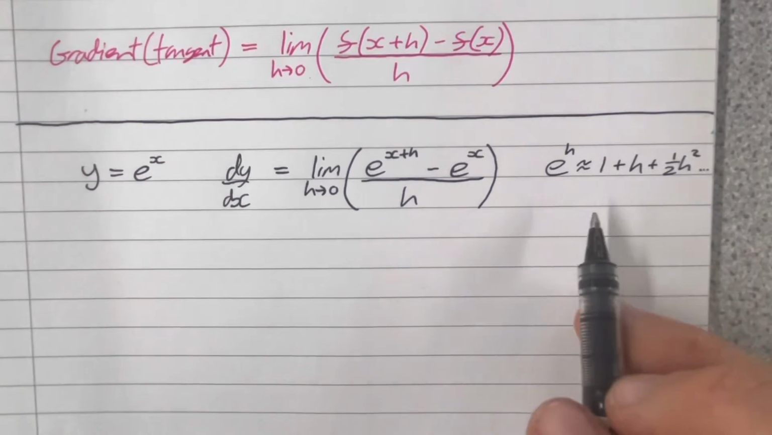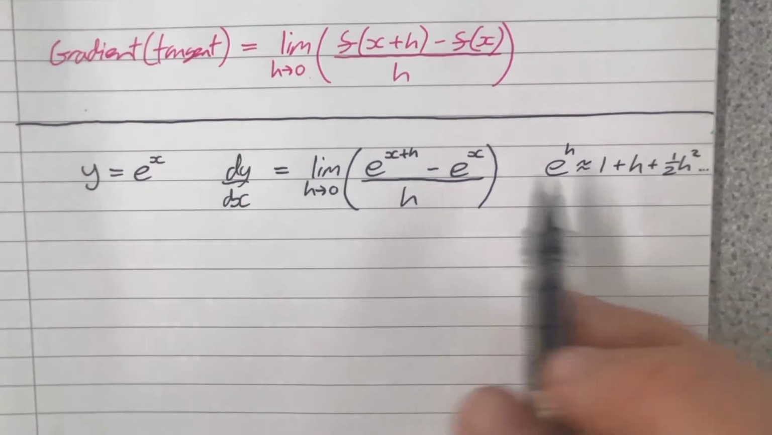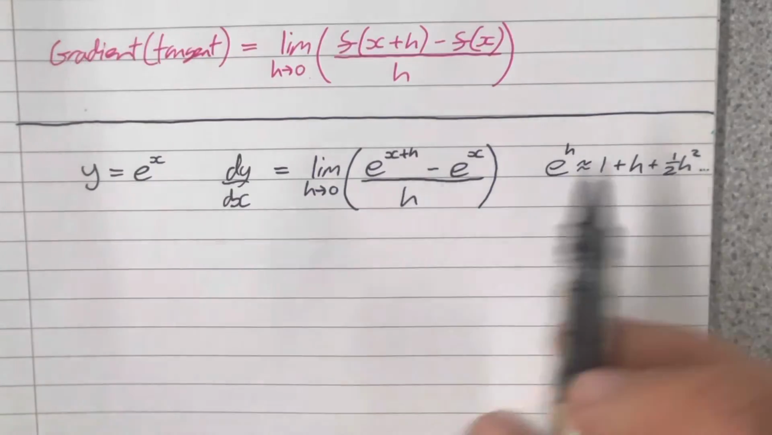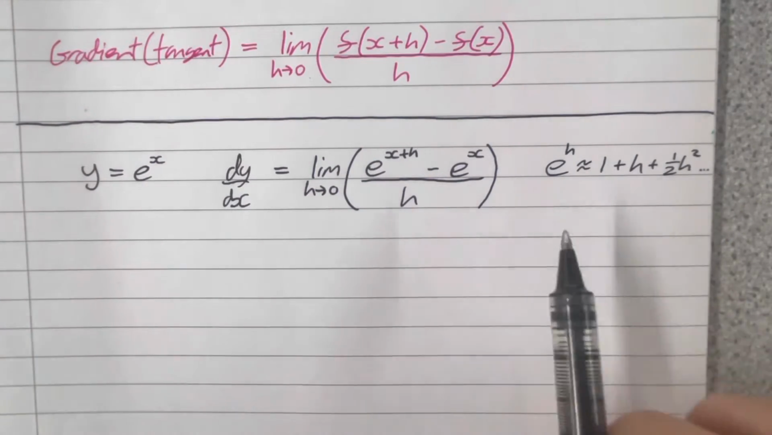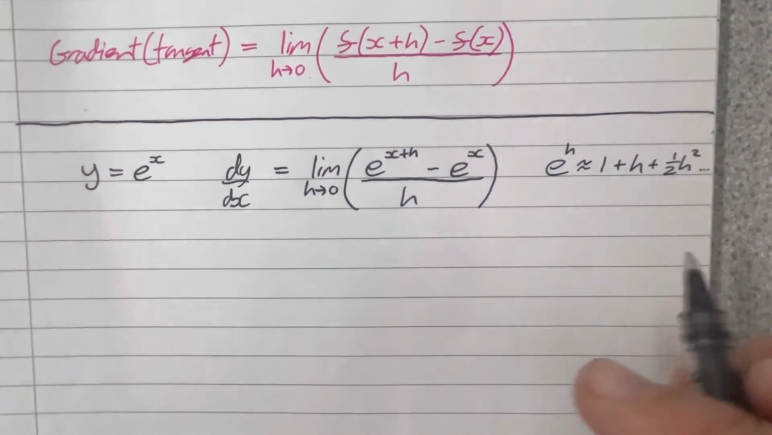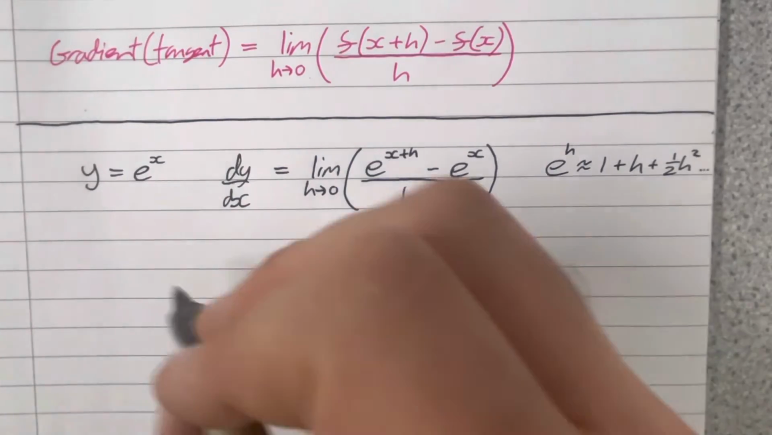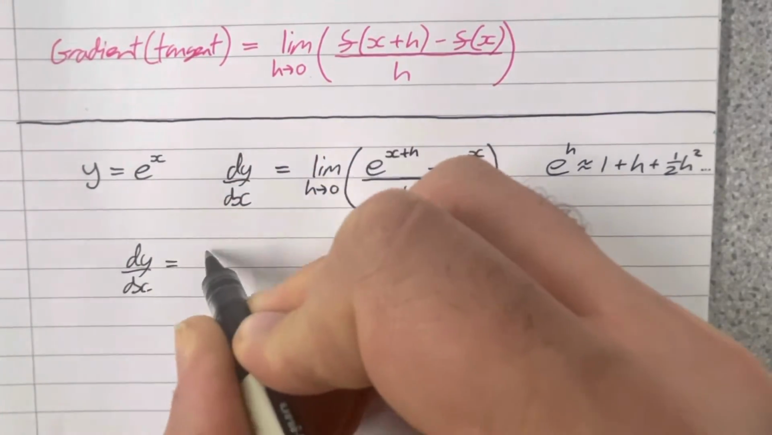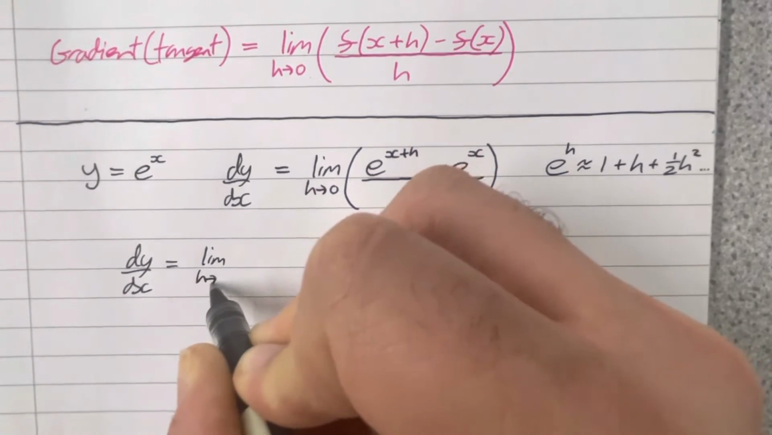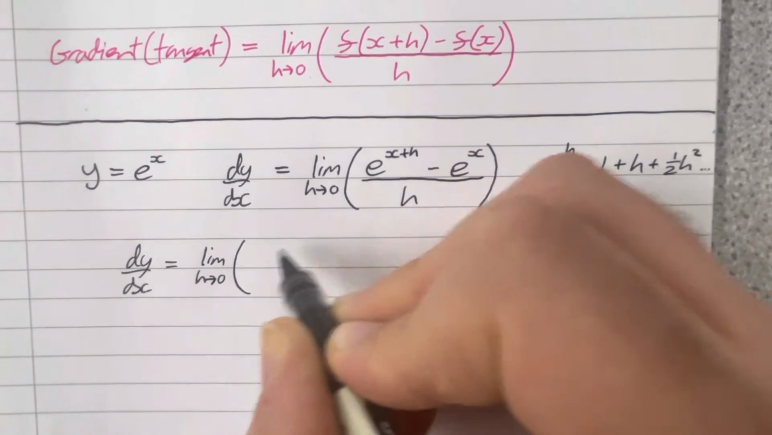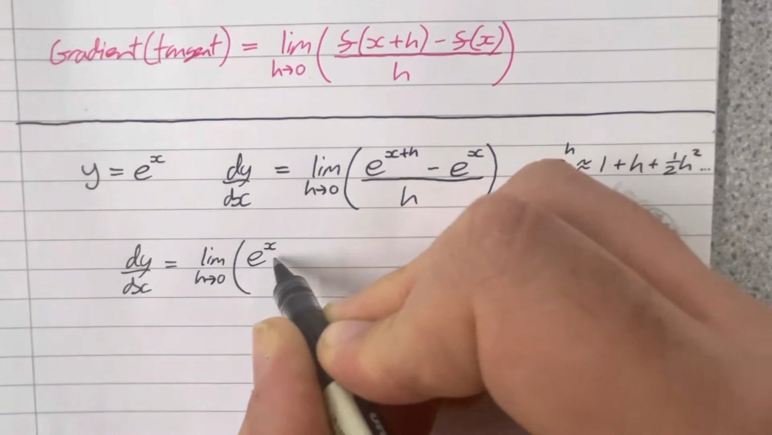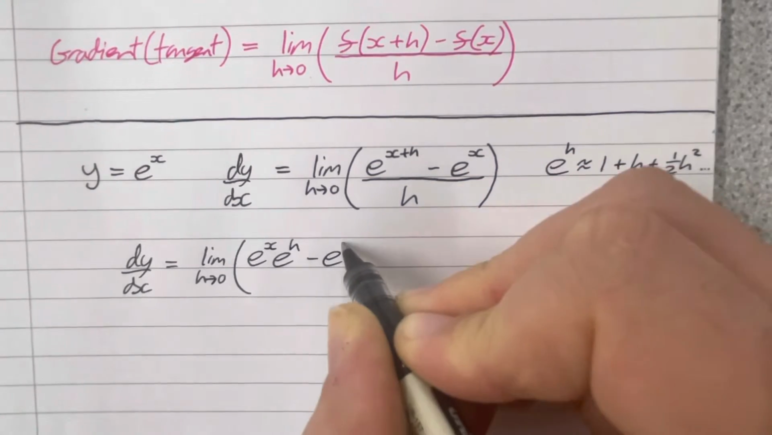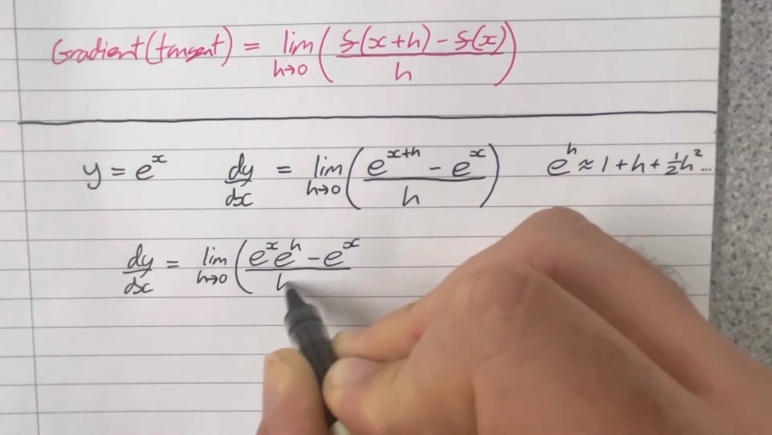So I know technically that is derived from the differential. It's a circular definition, but for the A-level course, it's okay. You don't need to know the derivation anyway, but I'm just going to justify it here. Using that, dy by dx then is equal to the limit as h tends to 0 of e to the x times e to the h minus e to the x, all divided by h.